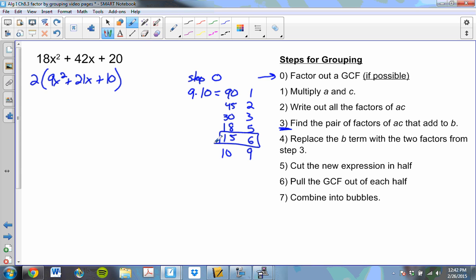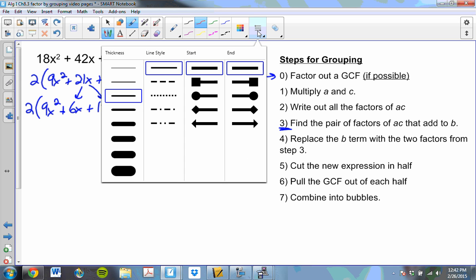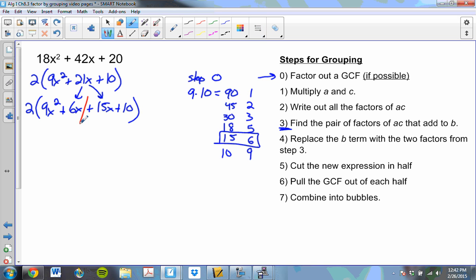Step 4, replace the B term with the 2 factors from step 3. This is the one that most people get confused on. You can't go straight into bubbles. The idea is 21x is really the same as 6x plus 15x, but nothing else changes. A lot of people at this point try to go straight into bubbles. You can't do that. Split this in the middle.